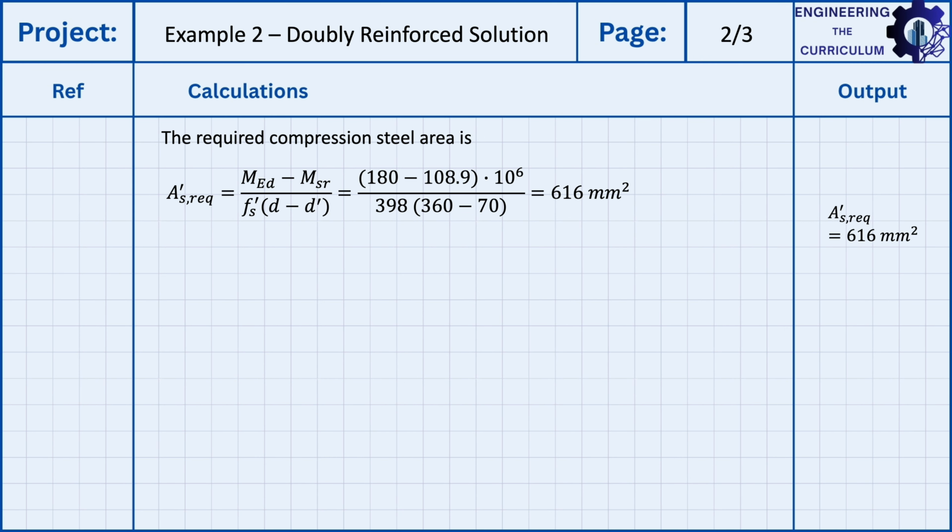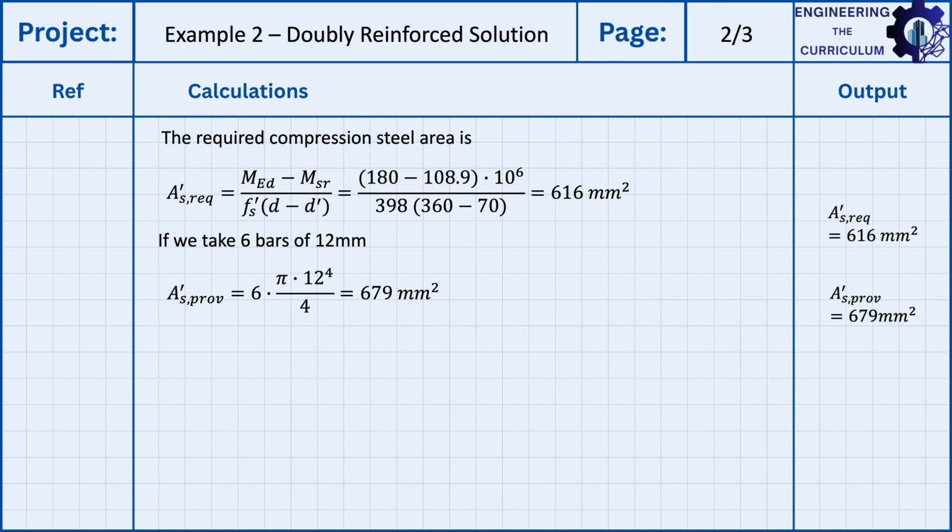These two things, d2 and fs2, obviously change the required steel in the compression zone. The top bit, the MEd minus MSR, does not change, that stays the same. However, at the bottom we have 398, the stress in the steel, times 360 minus 70. And that gives us a new required area of steel in the compression zone of 616 millimeters squared. If we take 6 bars of 12 in this example, we'll be able to provide 679 millimeters squared of reinforcement.